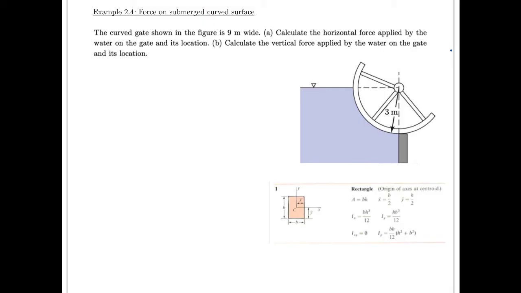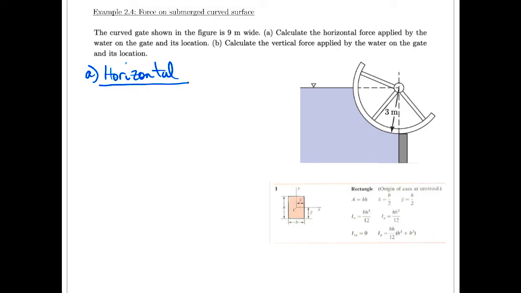Okay, so let's start with part A. And as I mentioned in the lecture about curved submerged surfaces, when we're breaking this problem down into its horizontal components and its vertical components, when we solve these horizontal ones, that's just exactly the same as solving for a flat plate. We just project this surface onto a flat surface. So we start by solving in the horizontal direction.